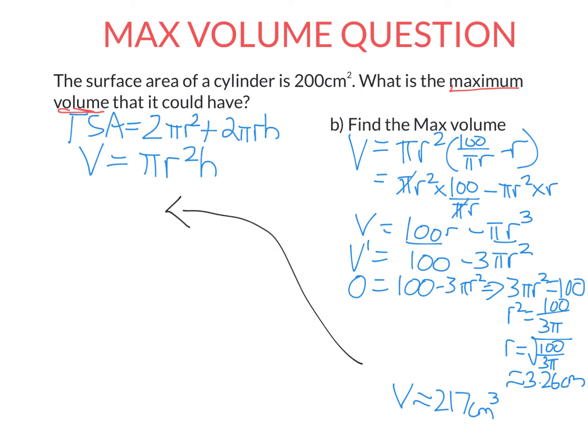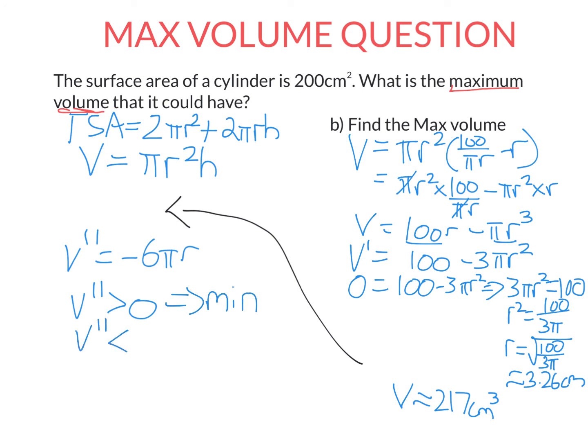So what I'm going to do now is simply differentiate the first derivative. So the second derivative of volume will just be minus 6 pi r. So that is just moving the power to the front and decreasing the power by 1. So remember, if the second derivative is greater than 0 at your stationary value, at your maximum or minimum value, that implies that the value minimizes the function. Whereas if the second derivative is negative, it maximizes the function.